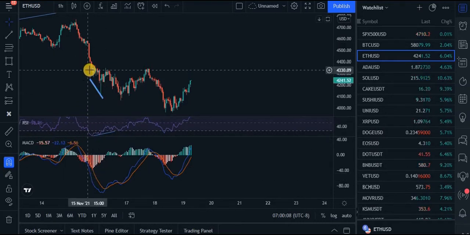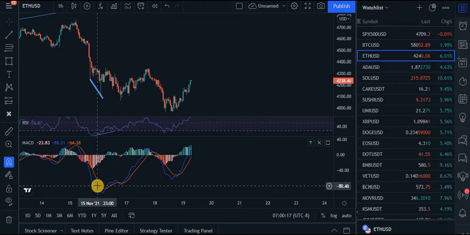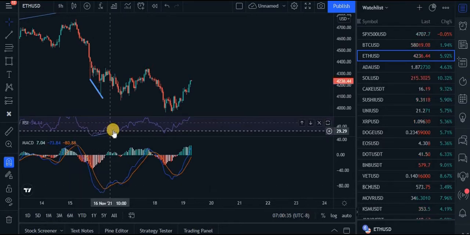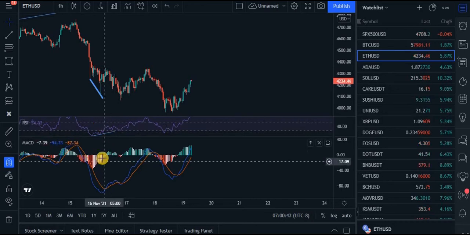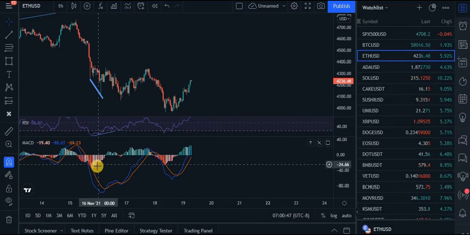So the momentum and the price are in the same direction. Why do we see something like that? Because the sensitivity of RSI is more than MACD. So sometimes you see divergence on RSI, but there is no divergence on MACD.